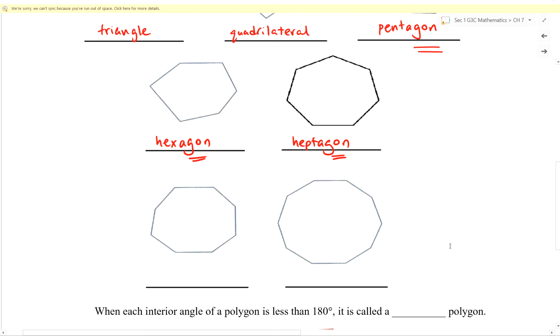Give me a guess, what is an 8-sided figure called? Yeah, that's a very good try. Octagon. 1, 2, 3, 4, 5, 6, 7, 8. Yep, 8. Here we have 1, 2, 3, 4, 5, 6, 7, 8, 9, 10-sided. Decagon.